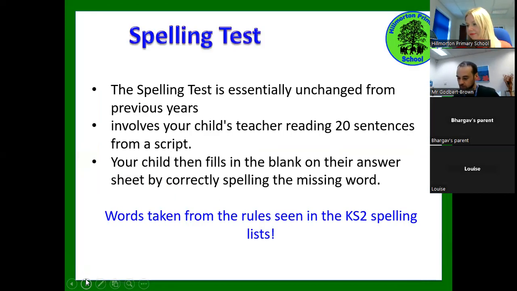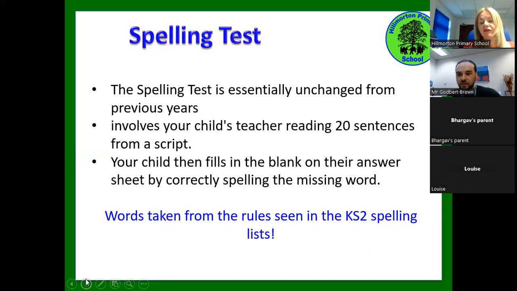Yeah, and then the spelling test is unchanged from previous years. It's got 20 sentences that get read, and then they fill in the blank. The words are taken from the rules seen in the Key Stage 2 spelling list. So yeah, they've been practicing those spelling lists. We've got copies on every desk, but someone mentioned in the chat earlier if they could have a copy. Absolutely. We've got copies that we can send home with the children. If they just let us know, we can hand them out.